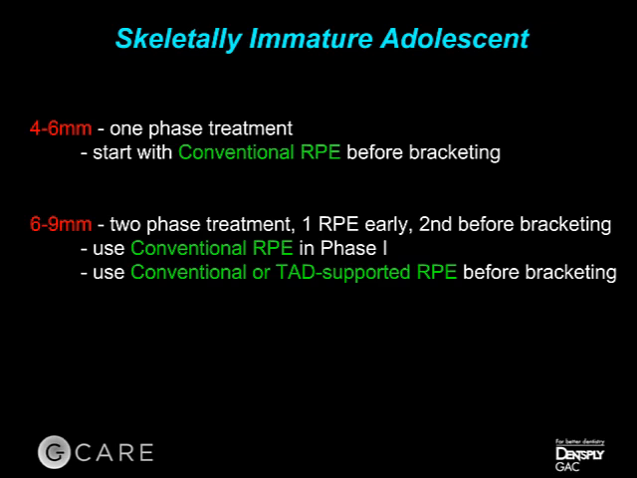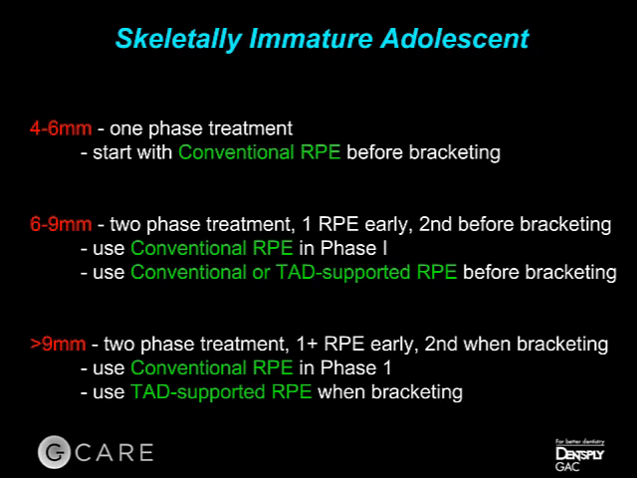For cases that are greater than 9 millimeters, once again, this to me qualifies as two-phase treatment with one or more RPEs early and then doing the second one before bracketing. Oftentimes in these severe cases, we can't get a screw as high up in the palate as possible, so we have to do a lower screw, and that's going to give us more dental tipping, but it might expand the palate just enough so that now we can do a second expander and get the screw up where we need to and get the bony change that we're looking for.